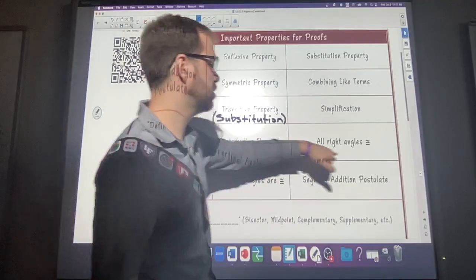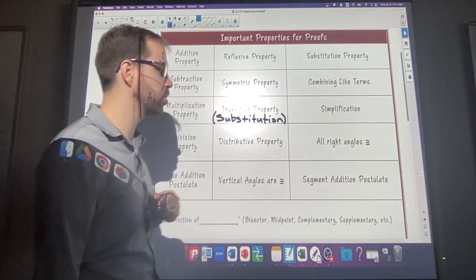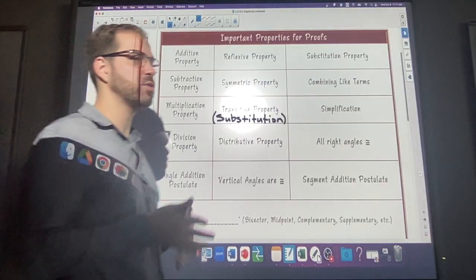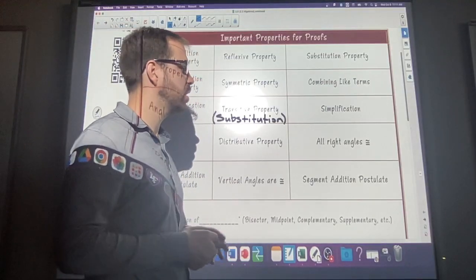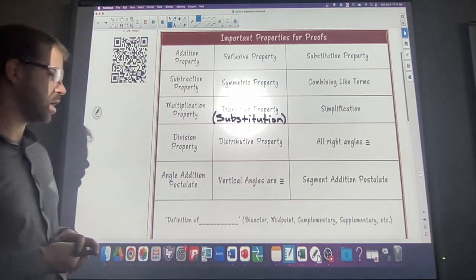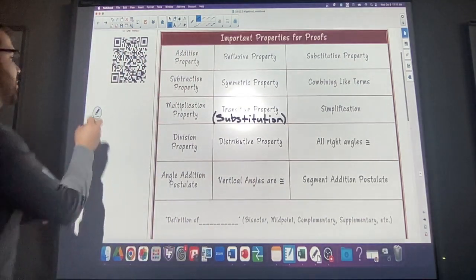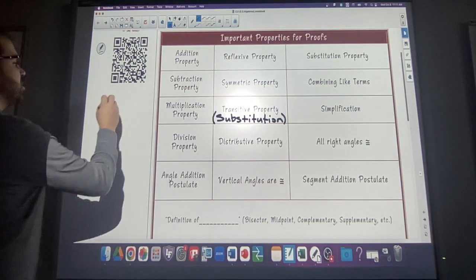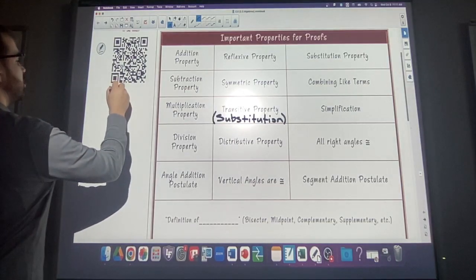Okay, so this is our first new one. All right angles are congruent. So what that means is if you have two right angles, you can just state that they're congruent in your proof. And we'll get into some examples so you can see when you use that. Angle addition postulate. Okay, so I'm going to need to do an example of this one to show you what this means. We have mentioned this, but it's a bit different when you use it in a proof.